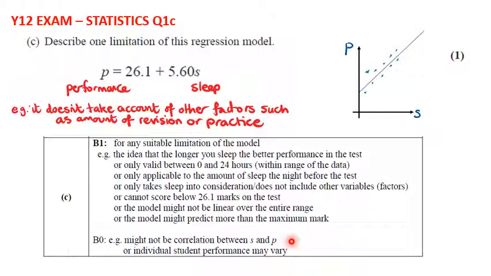Be careful here where it says B0, so you wouldn't get marks for saying something like there might not be a correlation, or individual student performance may vary. In particular, that last one, if the student performance may vary, well, we expect it to vary. That is part of the model. It's like a line of best fit. It doesn't mean that it's going to exactly be on that line.